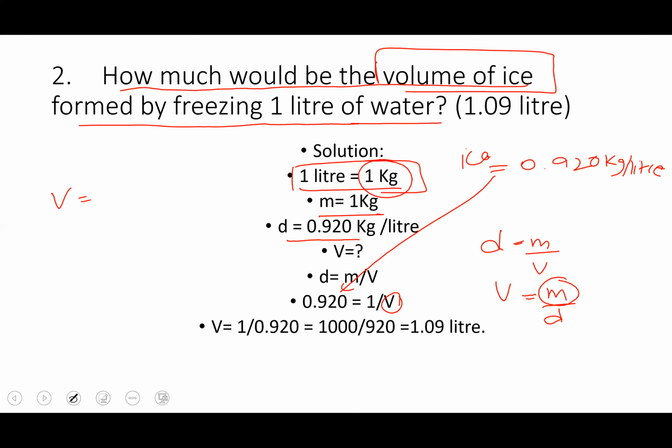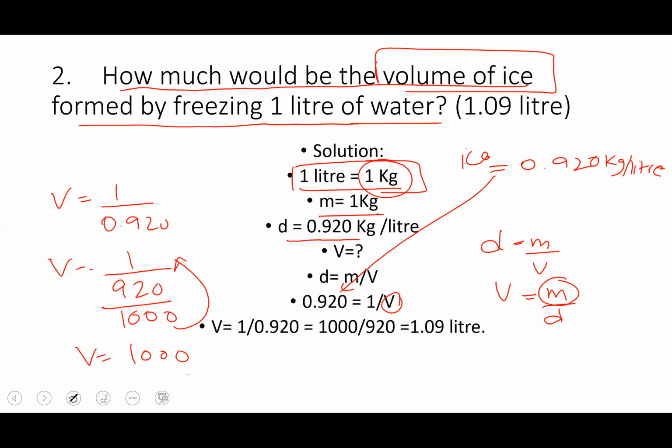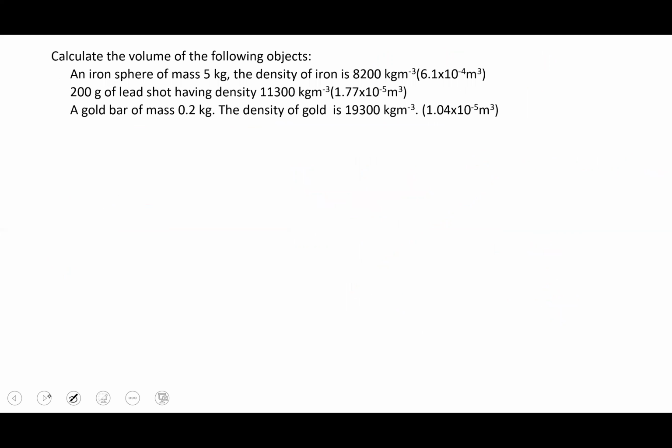So if we write it like this, and we convert this decimal point into fraction as well, it can be written as 920 divided by 1000. 1000 goes up. It can be written as 1000 divided by 920, which is given right over here. So 1000 divided by 920 is going to be 1.09 liters. So we can say safely now the volume of the ice basically expands in this case.